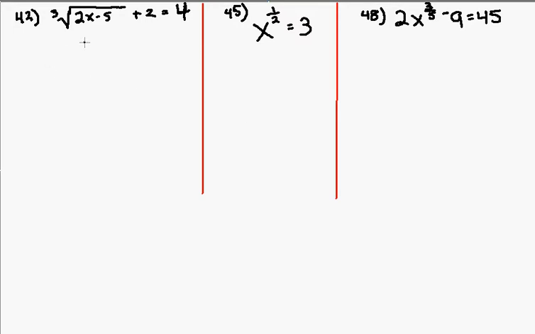Alright, starting with 42, here I have the cube root of 2x minus 5 plus 2 equals 4. Let's start off again by trying to isolate the expression that contains the radical sign. So we'll subtract 2 from both sides of the equation.